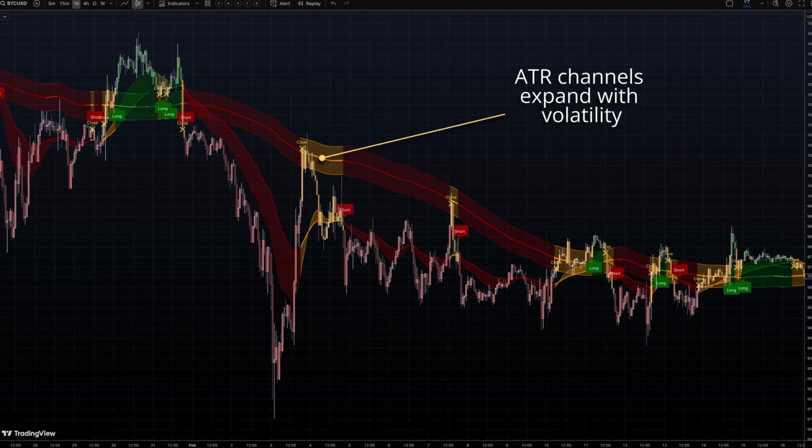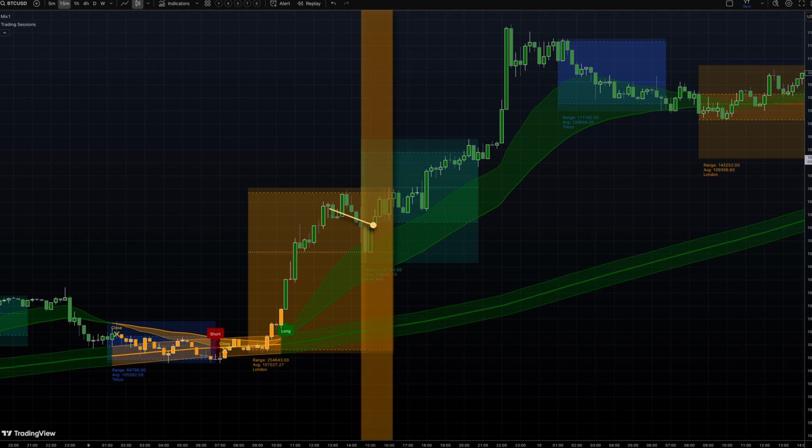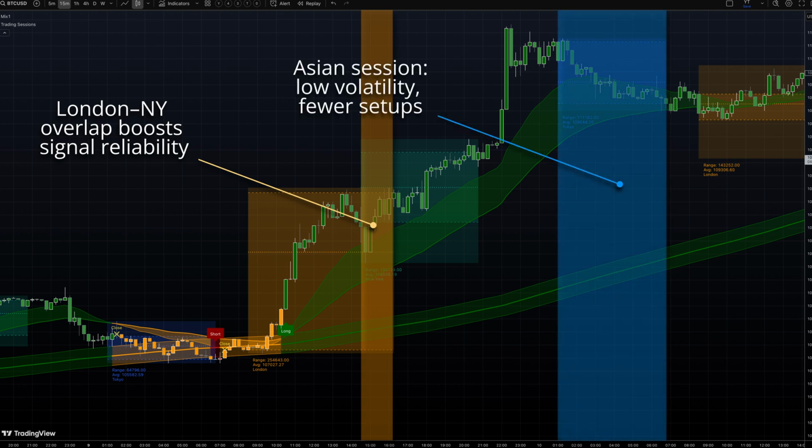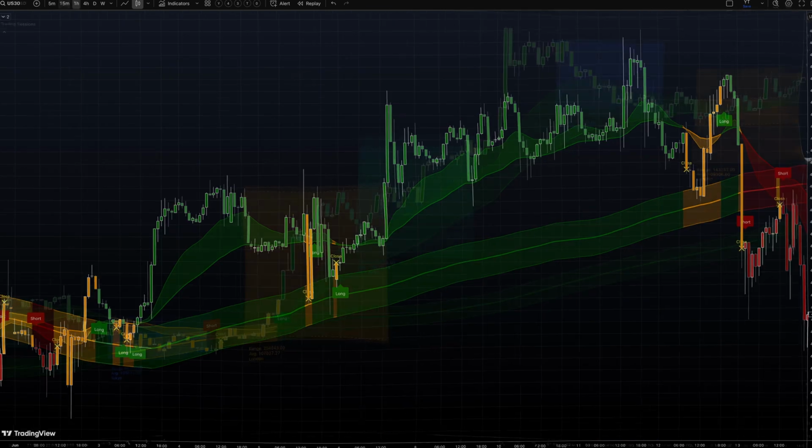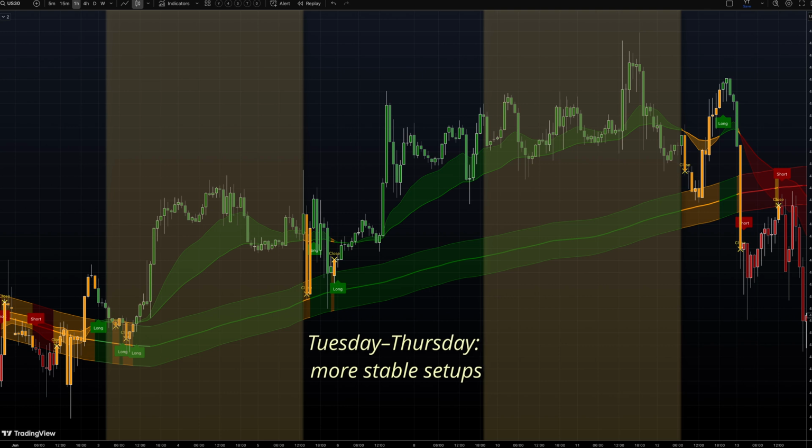Volatility also affects performance. ATR-based channels expand in volatile periods, giving price more room while preserving signal clarity. Timing matters. The London-New York overlap offers the most reliable signals due to increased liquidity. The Asian session, with lower volatility, often leads to narrower channels and fewer opportunities, requiring more cautious sizing. Weekend gaps and Monday price action tend to shift technical conditions, making Tuesday through Thursday more consistent for execution.